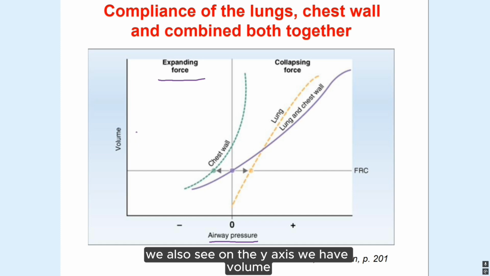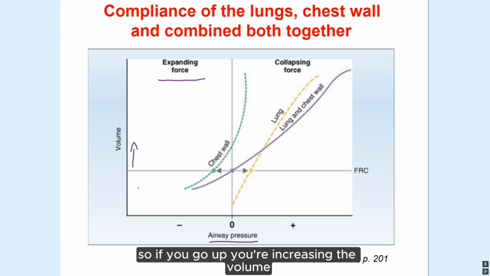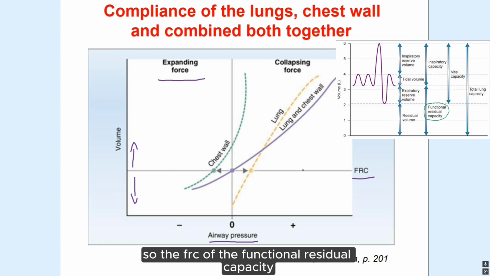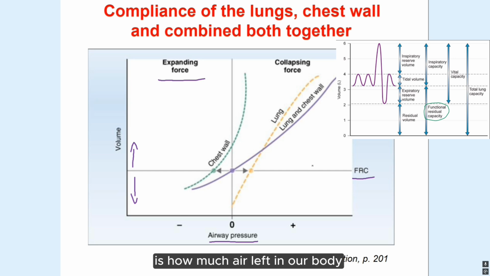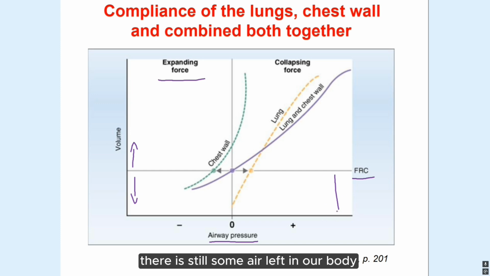We also see on the y-axis we have volume. So if you go up, you're increasing the volume, and if you go down, you're decreasing the volume. We also notice that we have the FRC over here. So the FRC, or the functional residual capacity, is how much air is left in our body after normally breathing out. So if you normally and passively breathe out, you can notice that you still have some volume. We do not have zero volume. There is still some air left in our body because it's passive exhalation.